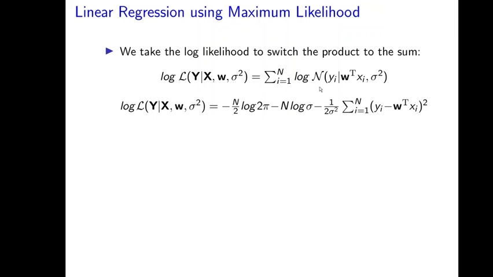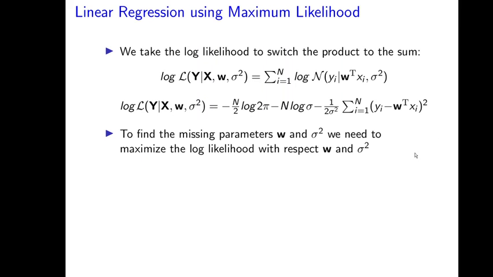The logarithm of this normal distribution is expressed as minus n by 2 times log 2 pi, minus n log sigma, minus 1 by 2 sigma square times the error function that we have already defined in the OLS technique, the sum of residuals or the differences between true and predicted values of our model. So this is the definition of our likelihood function when we take the logarithm of it.